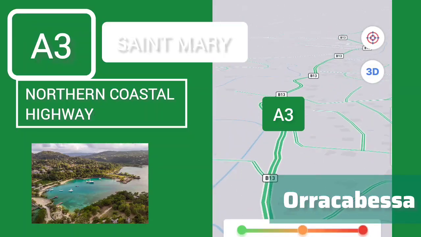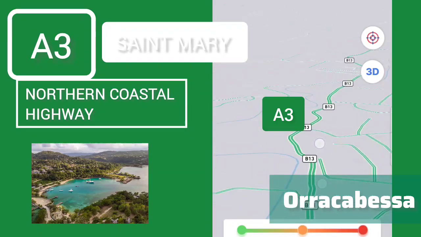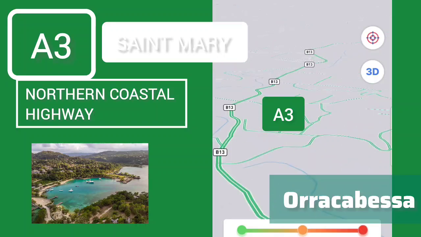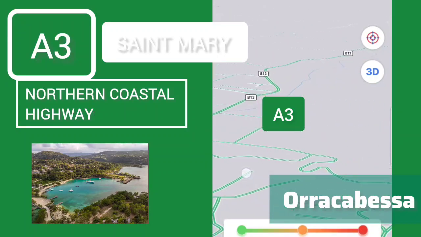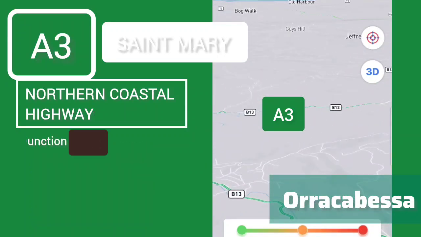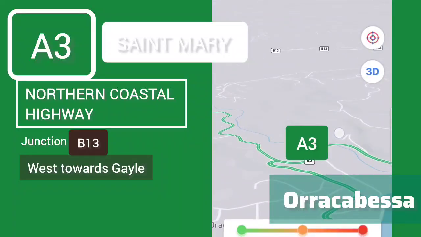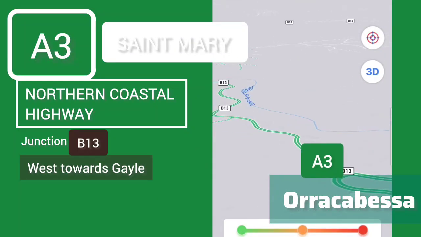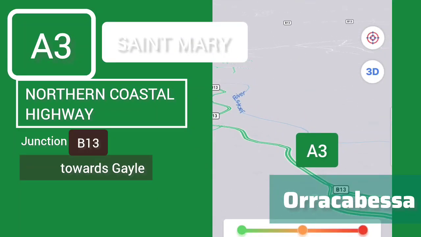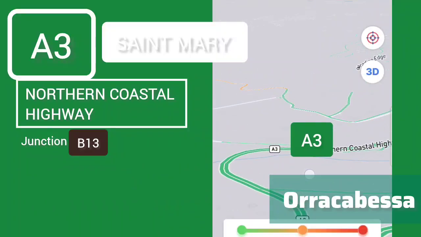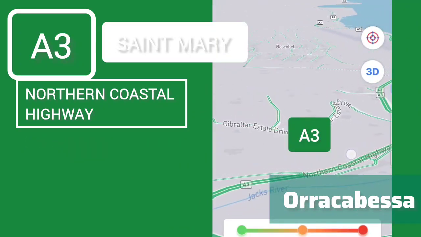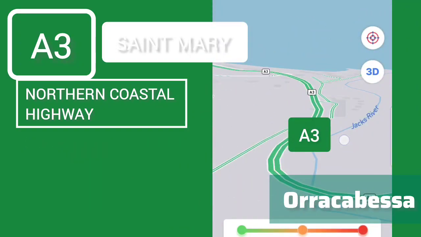I was just checking the first thing in St. Mary. I got lost somewhere there. Well, here they're showing the B13, but where are we? Okay, we turned on the wrong road. So that's the B13, heading that side, but we are continuing on the A3, the Northern Coastal Highway, as it shows right there.